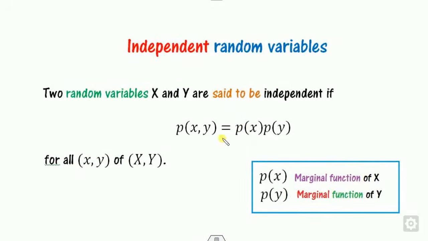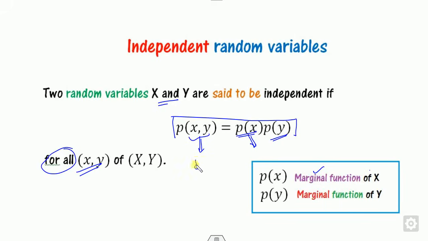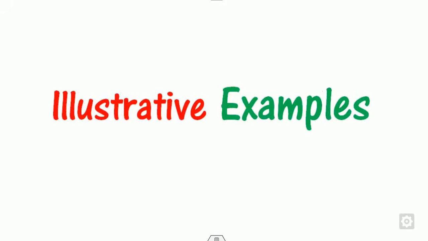How do you check the independence of two random variables? If this condition holds for all the pairs, remember that this is for all. Since the function depends only on x, we call it the marginal of x. The function which depends only on y, we call it the marginal of y. The function which depends on both x and y, we call the joint density function. So how do we find all these conditional probabilities, marginals, independence, and so on?